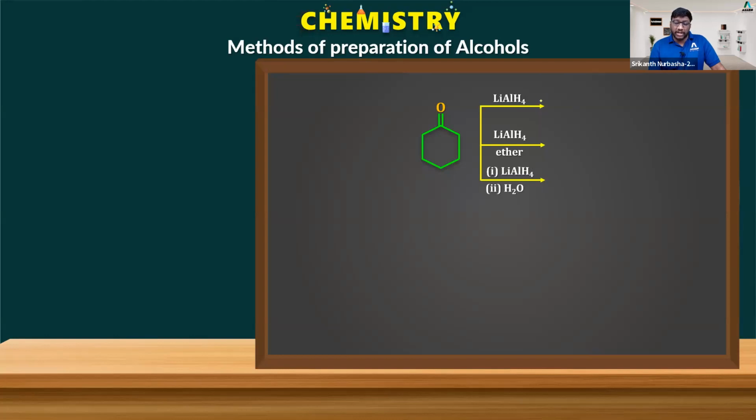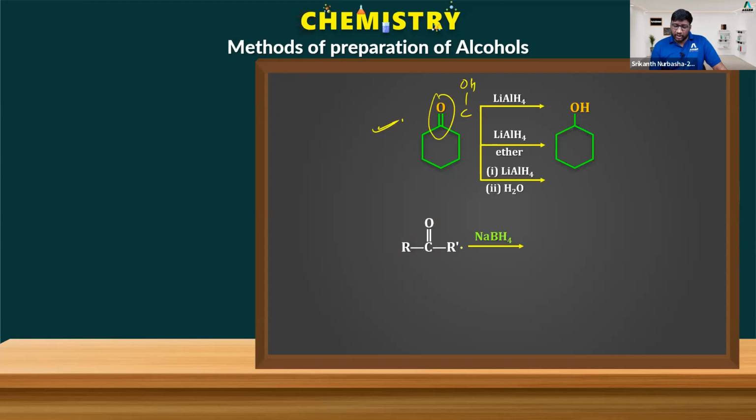It can be reduced to alcohol. So you will be getting what? Cyclohexanol. Yes or no? With simple LiAlH4, or LiAlH4 in the presence of ether, or lithium aluminum hydride in water, the C double bond O will be converted into C-OH.